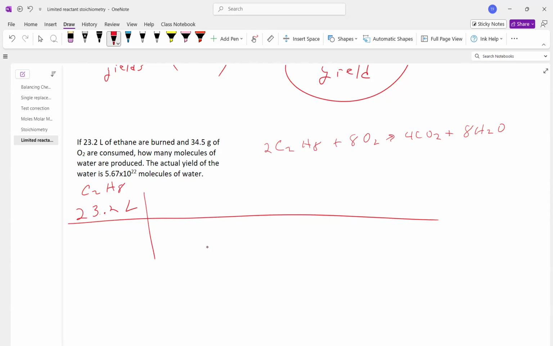Okay, so our first step is to convert to moles. Then we need to go from ethane to water. So ethane is 2, water is 8. So our ethanes cancel, our liters cancel. Now we need to go to water. We want to know molecules of water. That's Avogadro's number.